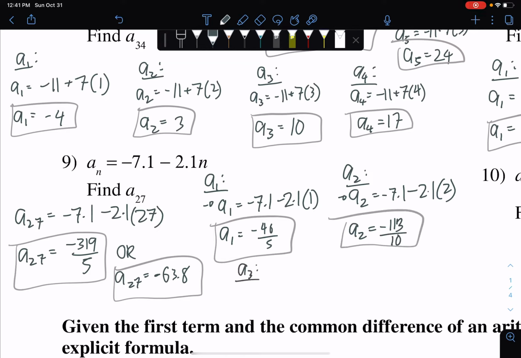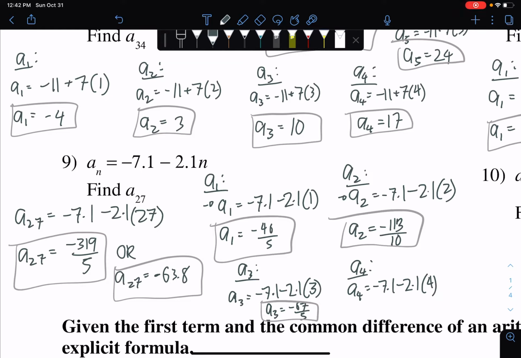Let's speed up. A sub 3 is equal to negative 7.1 minus 2.1 times 3. Our answer is negative 67 over 5. A sub 4 is equal to negative 7.1 minus 2.1 times 4. Our answer is negative 31 over 2.